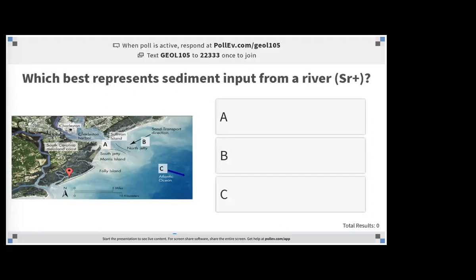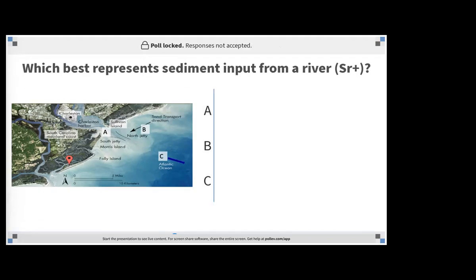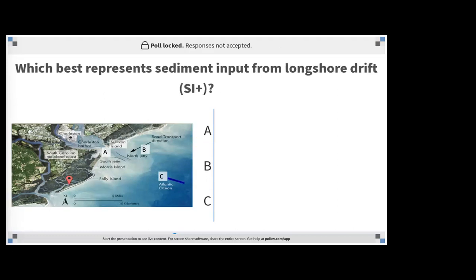How about sediment input from a river? Which one of these? A, B, or C? A. Very good. Yeah, we're at the mouth of the river. That's where the most sediment is going to be coming from. So obviously we're going to get an input of sediment right at the mouth of the river. Very good.